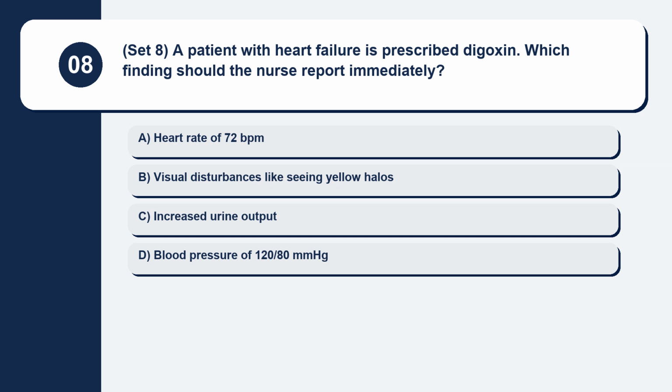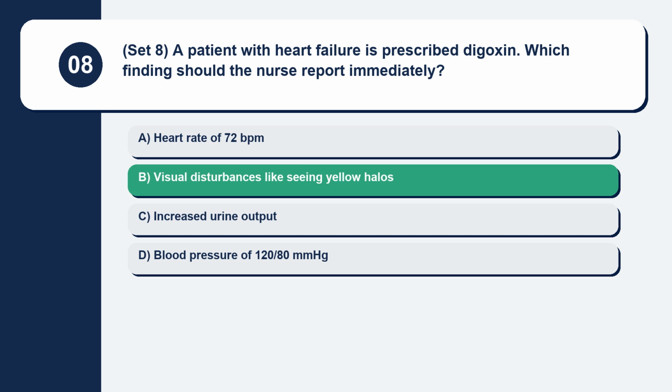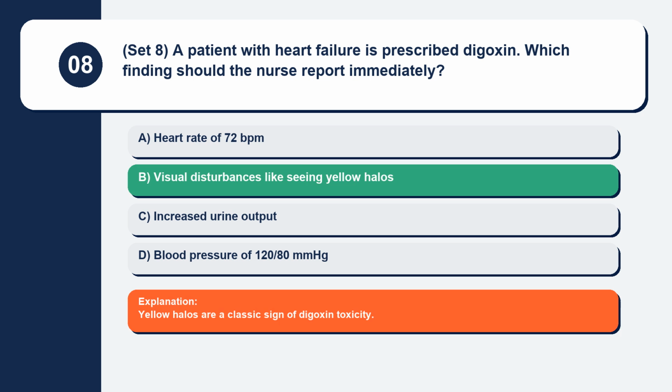Question 8. Set 8. A patient with heart failure is prescribed digoxin. Which finding should the nurse report immediately? Heart rate of 72 bpm, visual disturbances like seeing yellow halos, increased urine output, blood pressure of 120/80 mmHg. Yellow halos are a classic sign of digoxin toxicity.